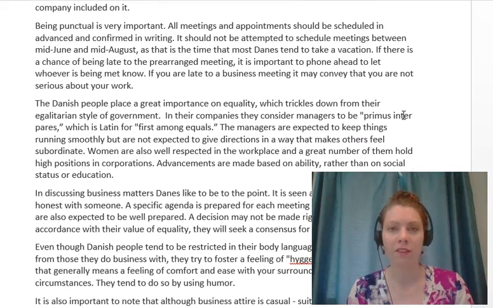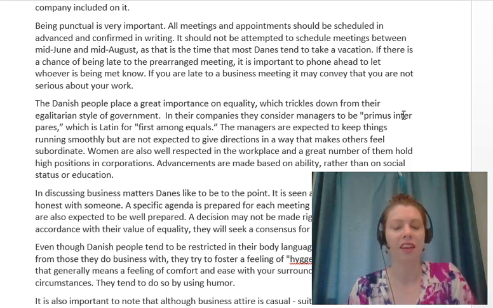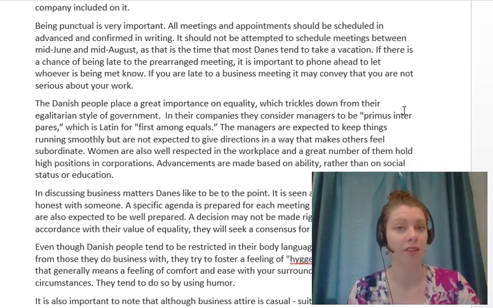Being punctual is very important. All meetings and appointments should be scheduled in advance and confirmed in writing. It should not be attempted to schedule meetings between mid-June and mid-August, as that is the time that most Danes tend to take vacation. If there's a chance of being late to a prearranged meeting, it is important to phone ahead to let whoever is being met know. If you are late to a business meeting, it may convey that you are not serious about your work.